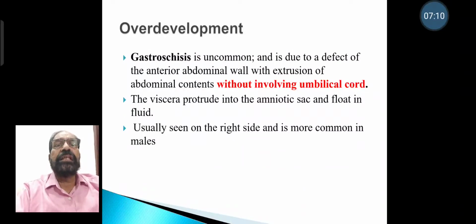Then gastroschisis is uncommon and is due to a defect of the anterior abdominal wall with extrusion of the abdominal contents without involving the umbilical cord. Viscera protrude into the amniotic sac and float in the fluid, usually seen on the right side and more common in males.